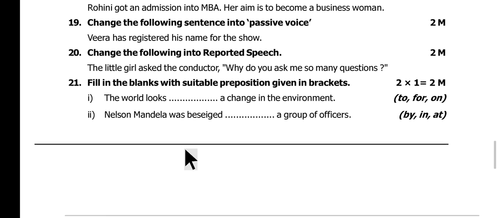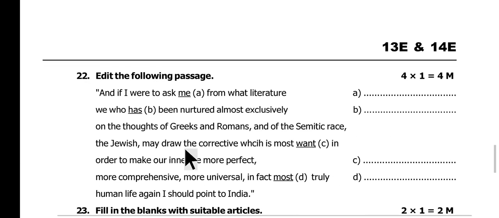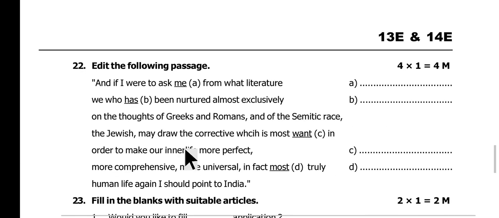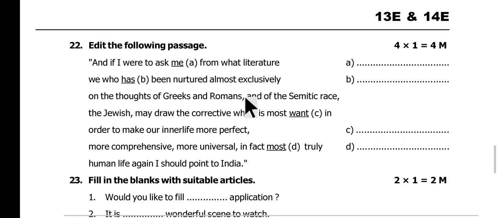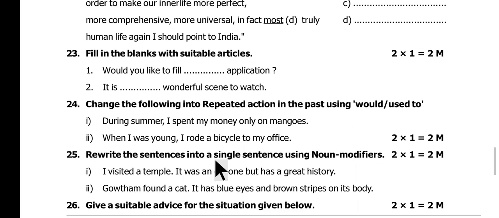Fill in the blanks with suitable prepositions given in brackets, followed by edit the following passage. So a little passage is extracted here with underlined parts. Then we have to edit it by writing the correct answer. Next, fill in the blanks with suitable articles. Here we have to fill in the blanks with suitable articles.